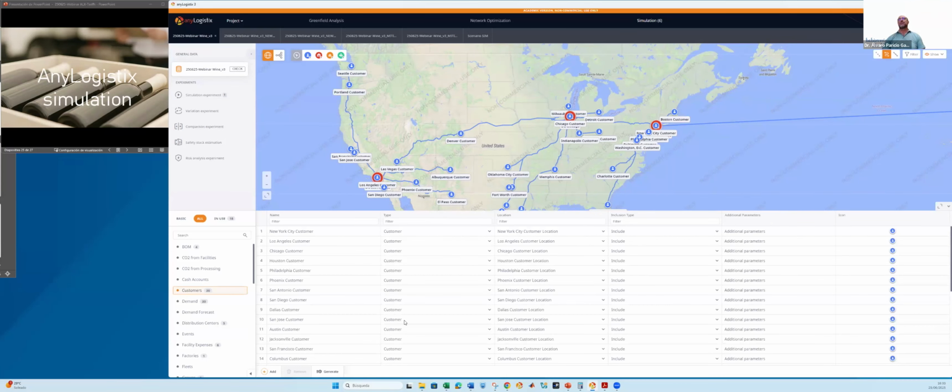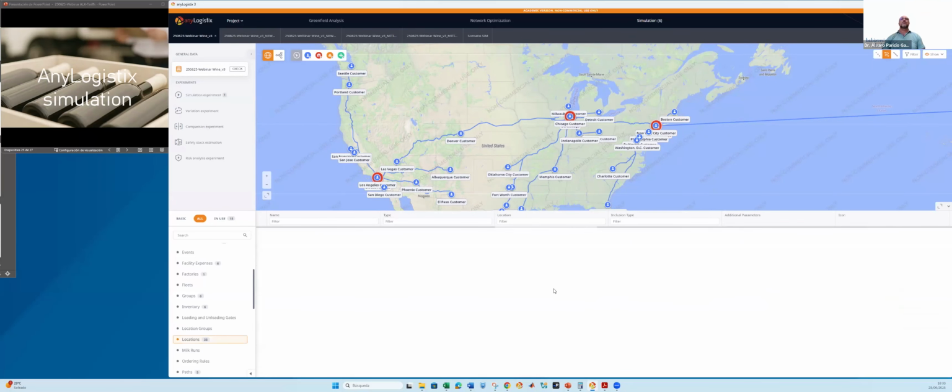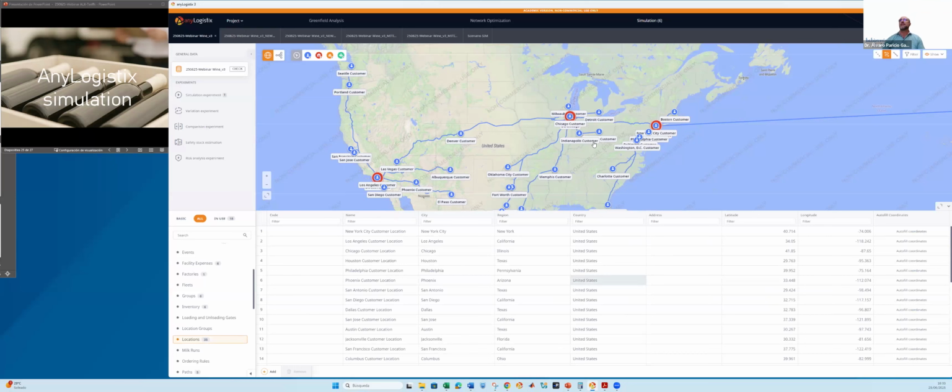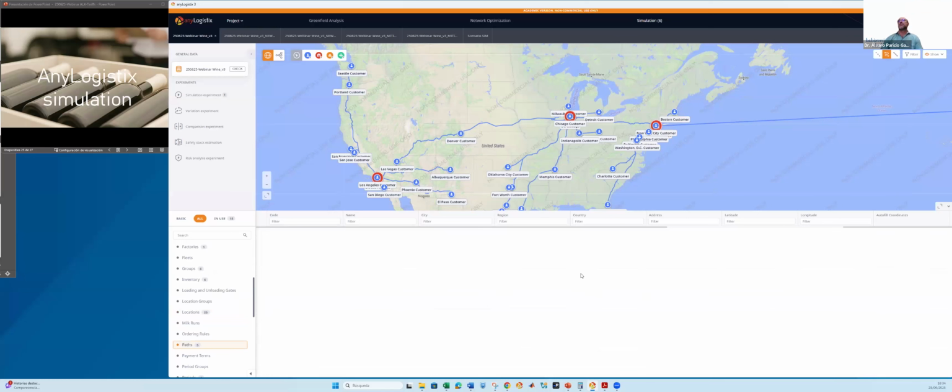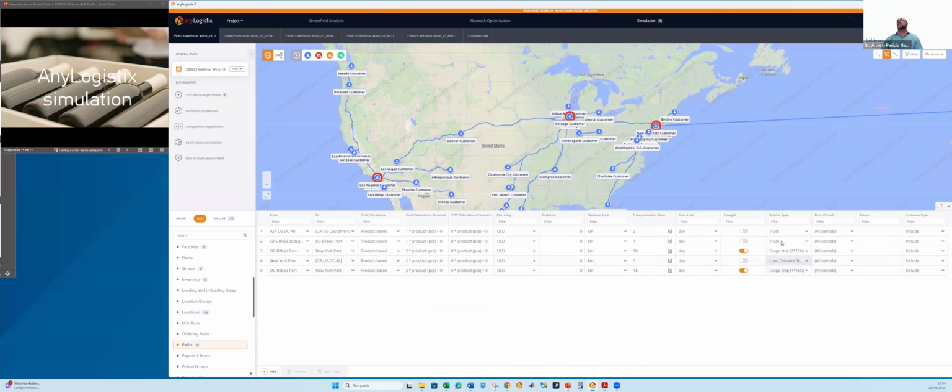We have all the customers, and also we have the locations for the customers. Locations in anyLogistix represent just the geographical points together with the coordinates, and you link all the customers and sites to these locations. Then you connect them by paths, which are just physical connections, and I forgot to say that it's necessary to say which transport you're going to use to connect them.